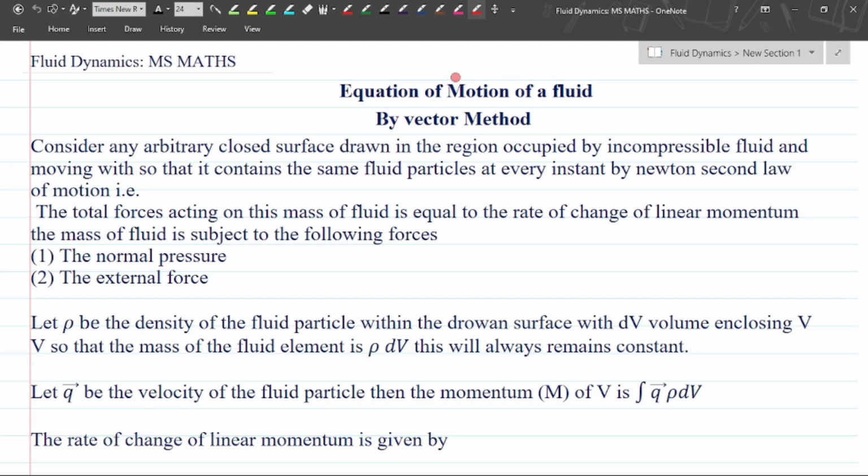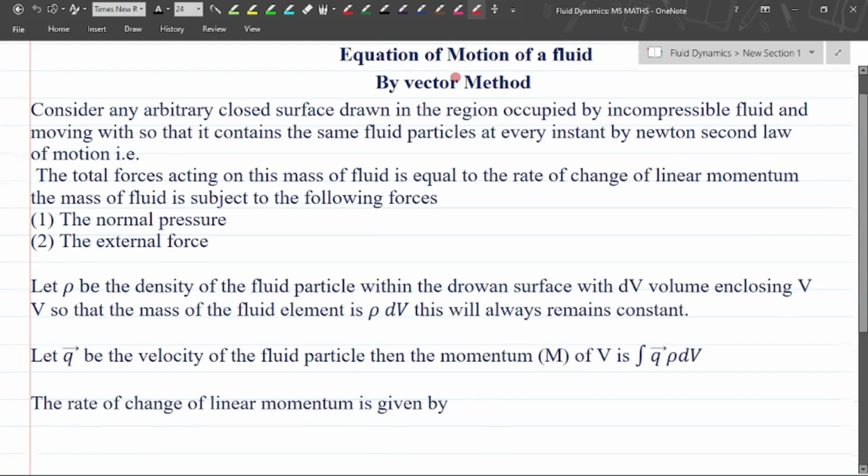So basically in the previous one we considered a rectangular parallelepiped and calculated the net force along the x direction on the basis of the surfaces opposite to each other. You can follow that particular video to understand that concept of the equation of motion. In this video we are going to discuss how this equation can be found by using the vector method.